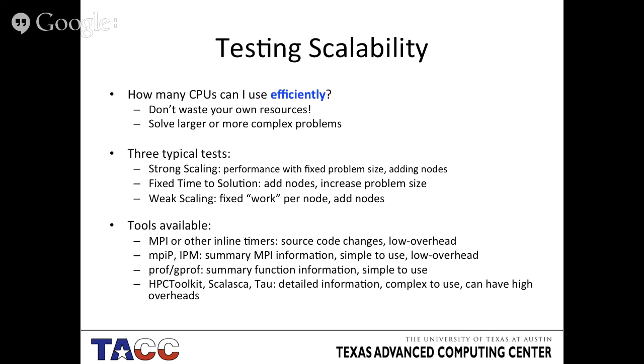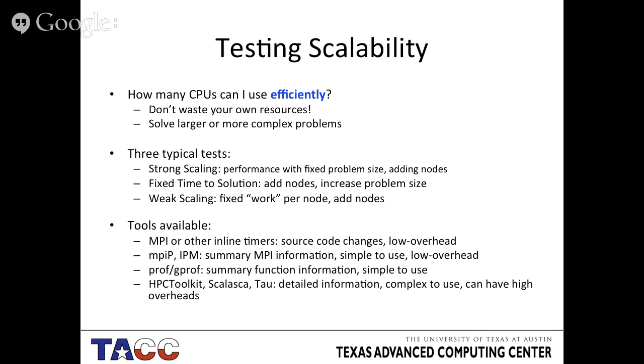The main question that I pose myself when I'm thinking about scalability is, how many CPUs can I use efficiently? Any of my codes can use all the CPUs in Stampede. That doesn't mean that they're going to use them effectively. They might be running at 0.01% of the maximum possible performance, just because they might not scale that far. So it's important not to waste your own resources, and it's also important that if you want to solve larger, more complex problems, your code needs to be able to scale properly.